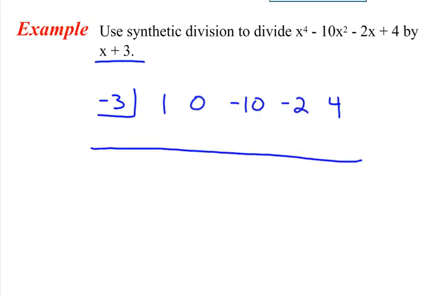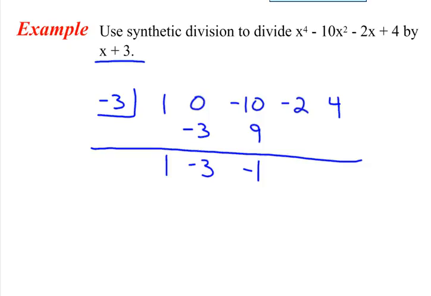Alright, so the first thing we do is we bring down the 1. And then we multiply. Negative 3 times 1 is negative 3. And we add. 0 plus negative 3 is negative 3. Now we multiply. Negative 3 times negative 3 is positive 9. Now we add. Negative 10 plus 9 is negative 1.